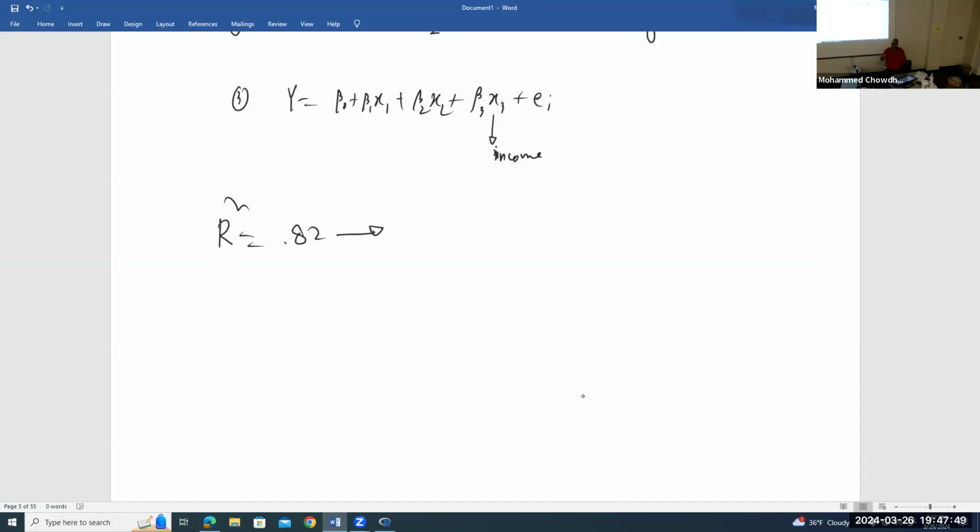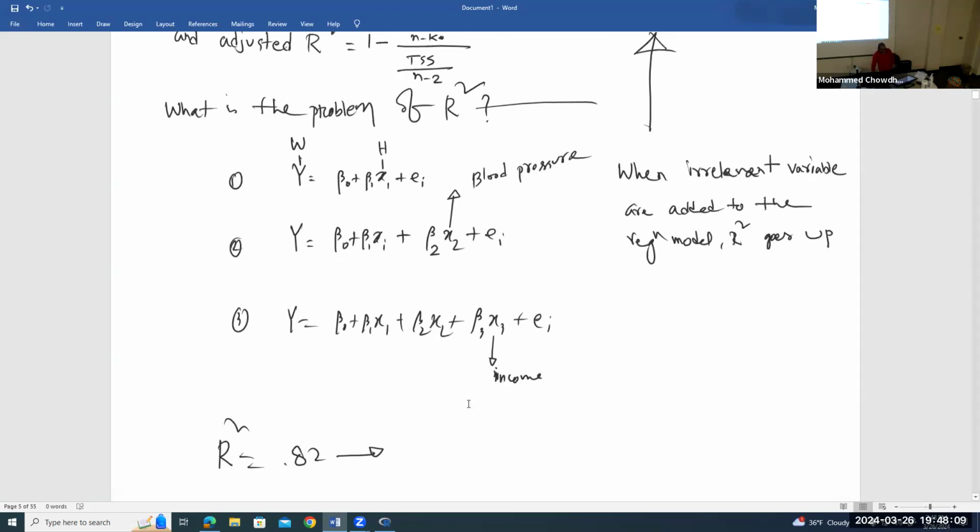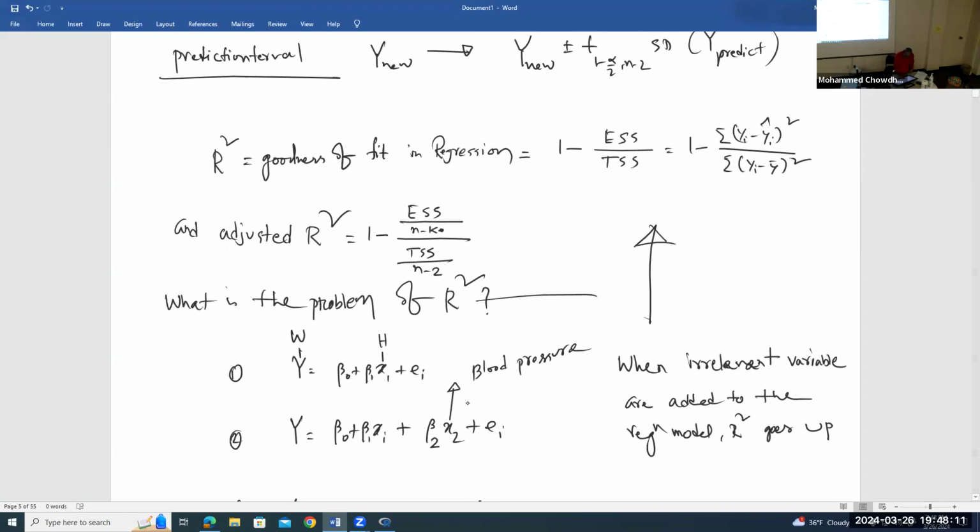R square. But this R square value goes up when irrelevant variables are added to the model. In order to reduce that increase of the R square value, you need to adjust the original R square value by their corresponding degrees of freedom. So this is the error degrees of freedom, n minus k, and that is the total sum of squares degrees of freedom. Okay. Why n minus 2? Because there are two parameters, beta 0 and beta 1. Okay. I have added the materials there.